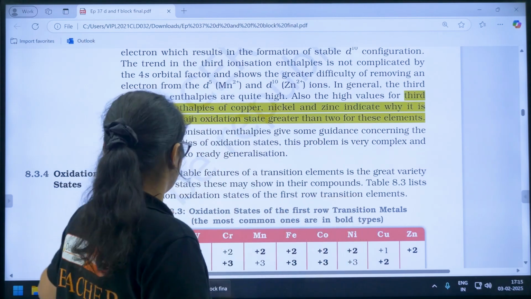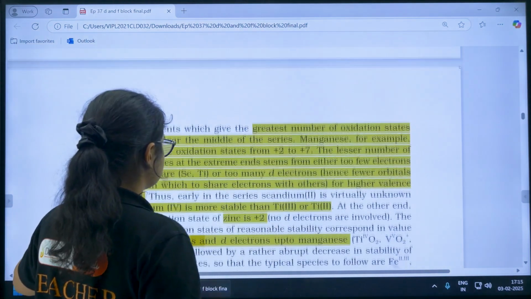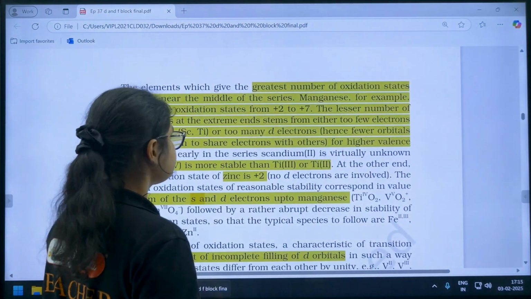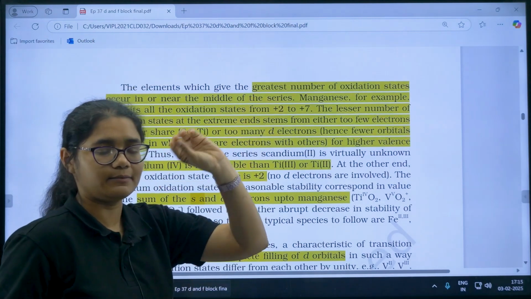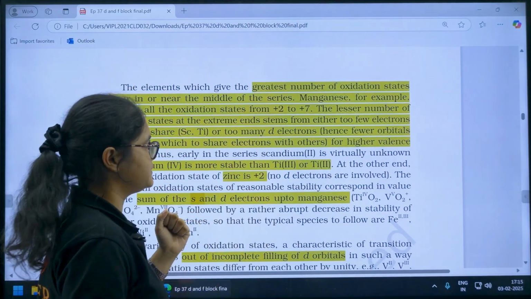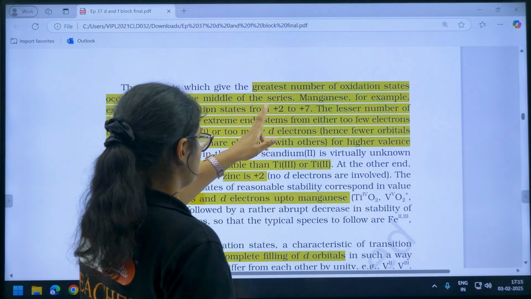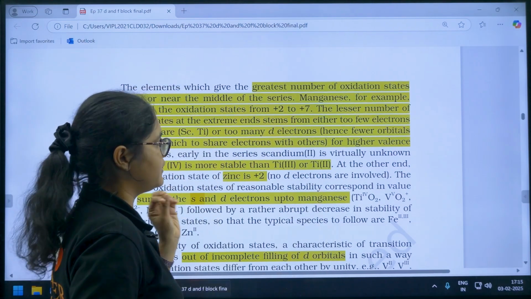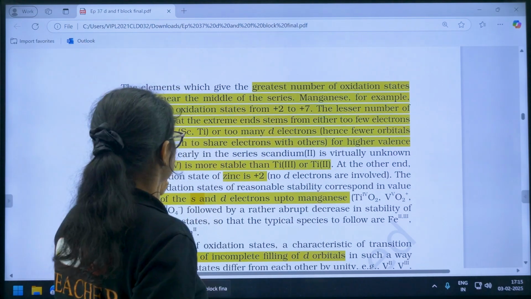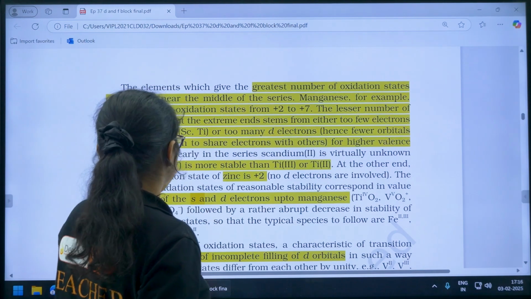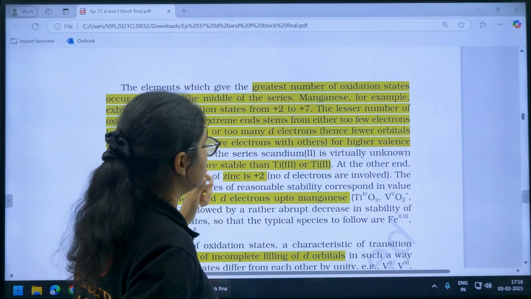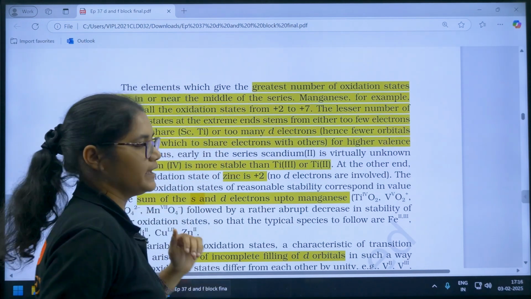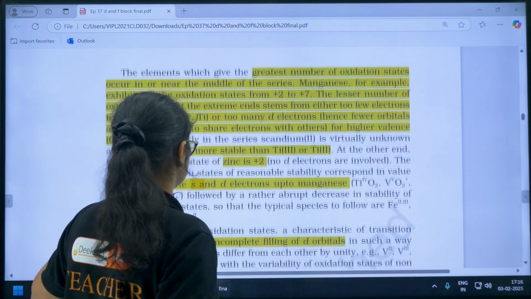Okay. Now talking about oxidation states, in the middle of the series the elements have the highest number of oxidation states. You can see manganese has oxidation states from +2 to +7, and towards the extreme ends they have a very small number of oxidation states. So you can see scandium and titanium have too few d electrons, whereas copper and zinc have too many, so they have fewer oxidation states. Okay.